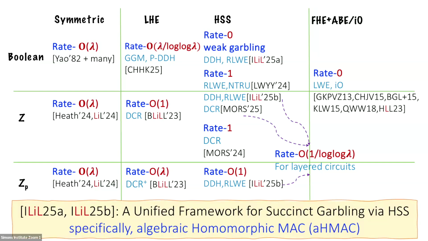All right, so what I will focus on today is to tell you about how we can look at succinct garbling in a way that connects with homomorphic secret sharing, and specifically using this new tool called algebraic homomorphic MAC, which we believe is very useful on its own.